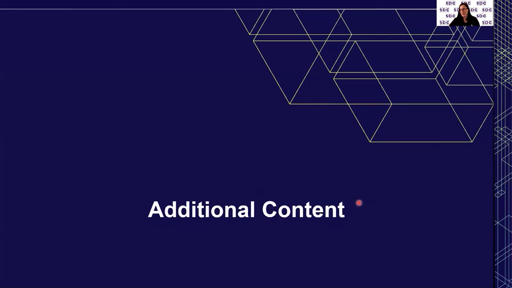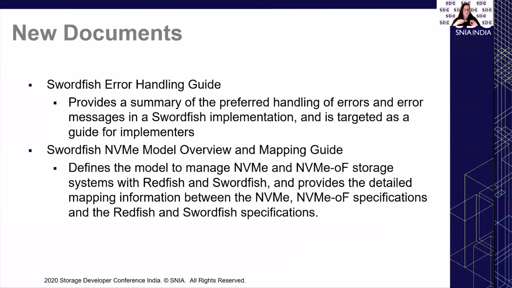All right, so I mentioned we had a bunch of additional content and documentation that we've also added to Swordfish this year. We have 2 new documents. We've already talked about one a little bit. There's another one that we've added, the Swordfish Error Handling Guide. So one of the things we've done this year is we've provided a summary of the preferred handling of errors and error messages. This basically looks at a bunch of stuff that's both in the registries and a bunch of things that are options and narrows that down quite a bit. It got targeted as a guide for implementers, both for client and vendors. There's just a bunch of additional guidance there.